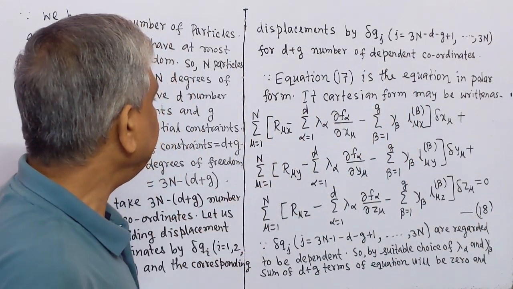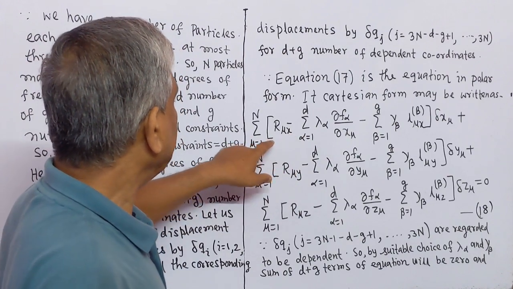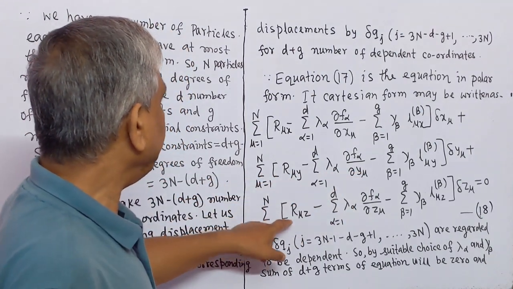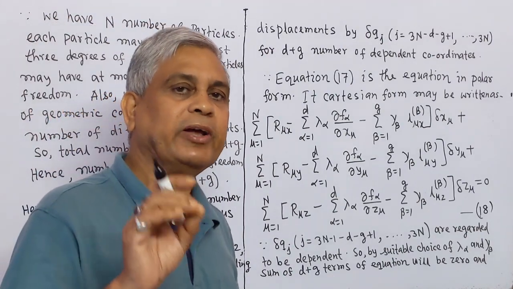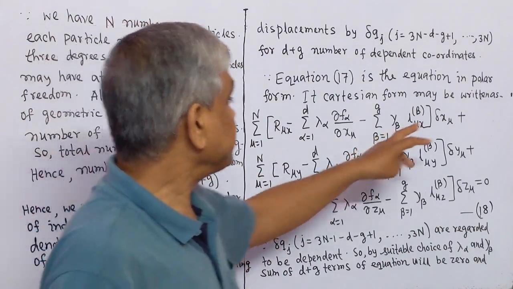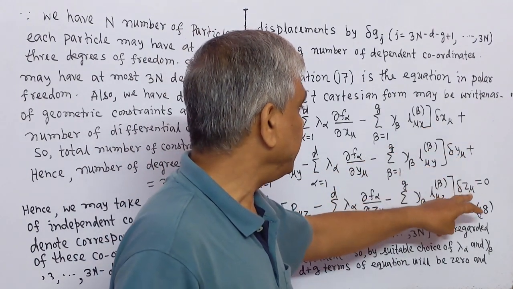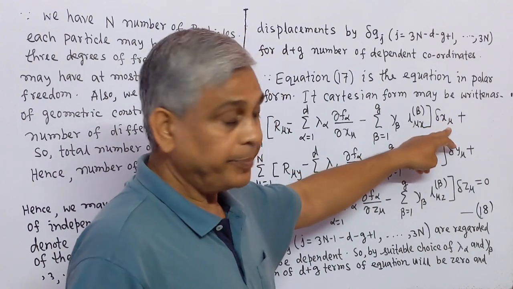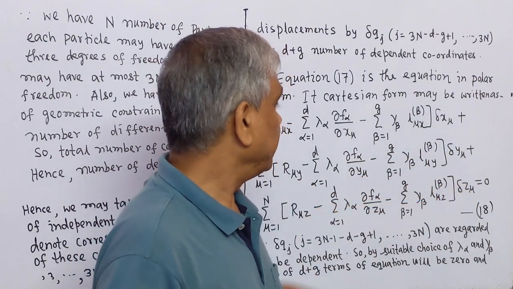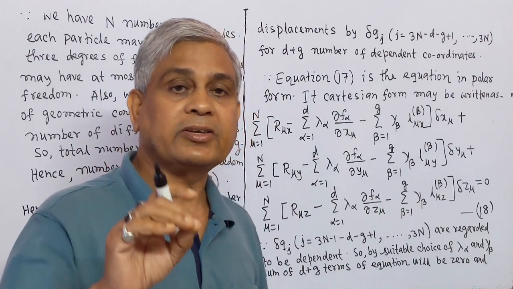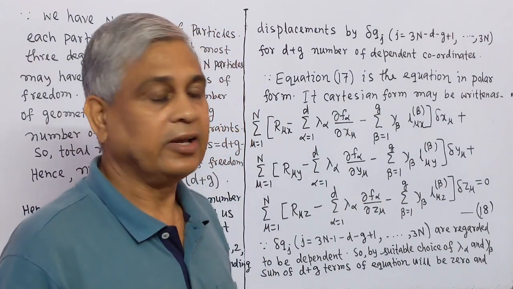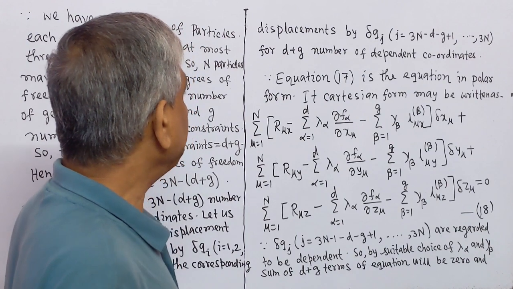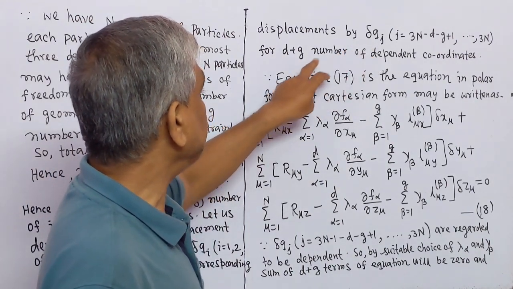Here we see that in 18, corresponding to x, we get n terms, corresponding to y, n terms, corresponding to z, n terms, means 3n number of terms. Here coefficients are delta x mu, delta y mu, delta z mu. Number of these coefficients will be n, mu equal to 1 to n, here also n, here also n. So these are displacements corresponding to x, y and z coordinates. So number of displacements be here 3n.